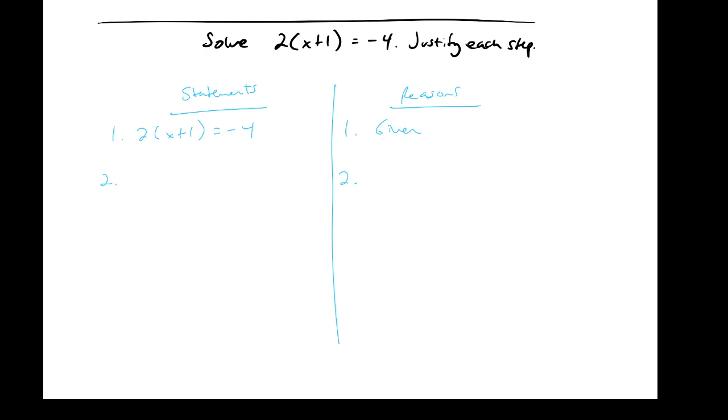Okay, so go ahead and distribute: 2x plus 2 equal to negative 4, and that is distributive property.